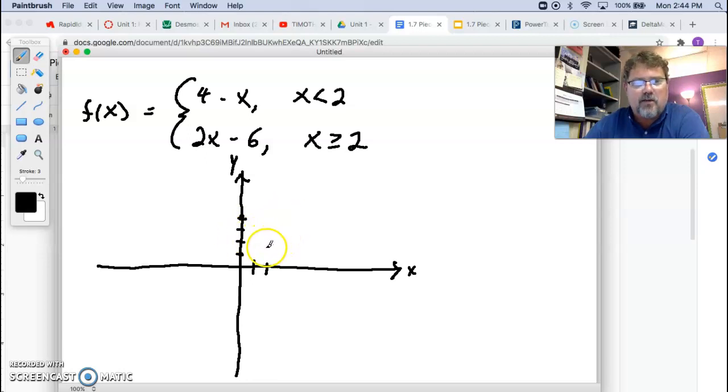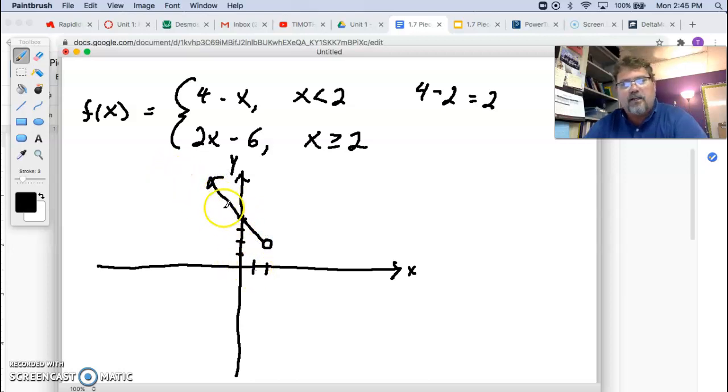But the problem is I need to know where it starts. I know I can't really put 2 in here, but I can cheat and ask, what is happening at 2? So I put 4 minus 2, and I get 2 for the function at 2. Now it can't really exist there because it says x is strictly less than 2, so I have to use an open circle. Then I would connect the dots. I'm being really careful trying to make it look straight, and that's about the best I can do. It would go on infinitely in that direction. So there is a piece of it right there.